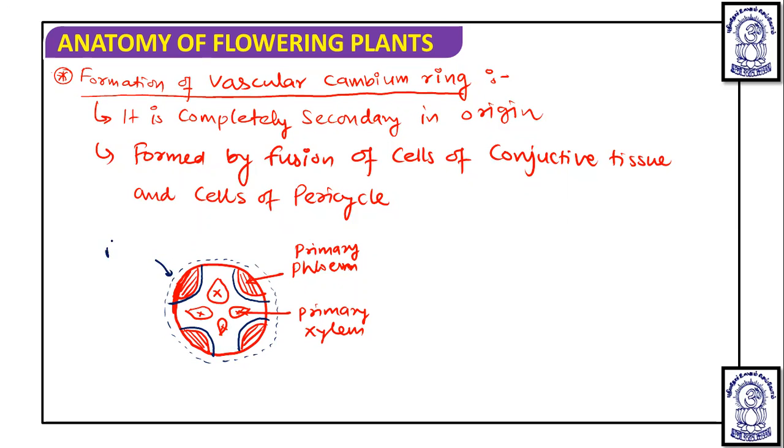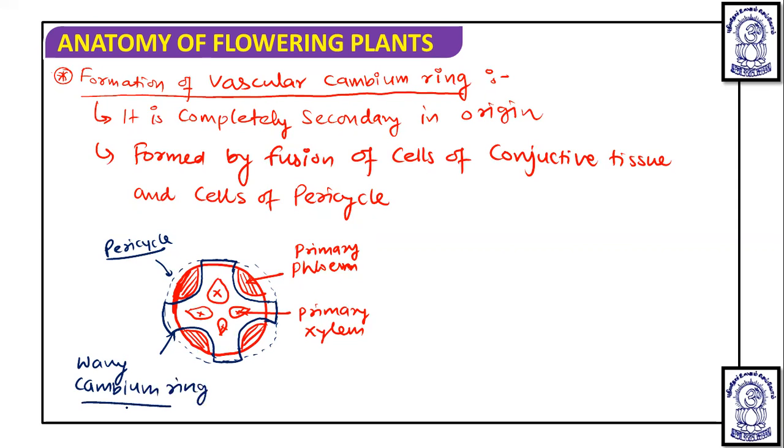The cells of pericycle which are present outside the protoxylem, because in root the exarch condition is there, so protoxylem is on the outer side. These cells de-differentiate and form cambium, and due to this a wavy cambium ring is formed.